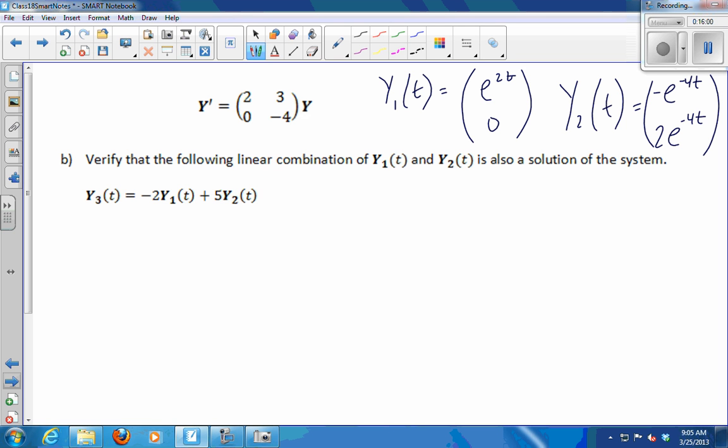Okay, so I have two solutions, which means that any linear combination of those two solutions should also be a solution. So I picked a random one, right? I picked some random coefficients, negative 2y1 plus 5y2. That's a linear combination of y1 and y2. Verify that that is also a solution.